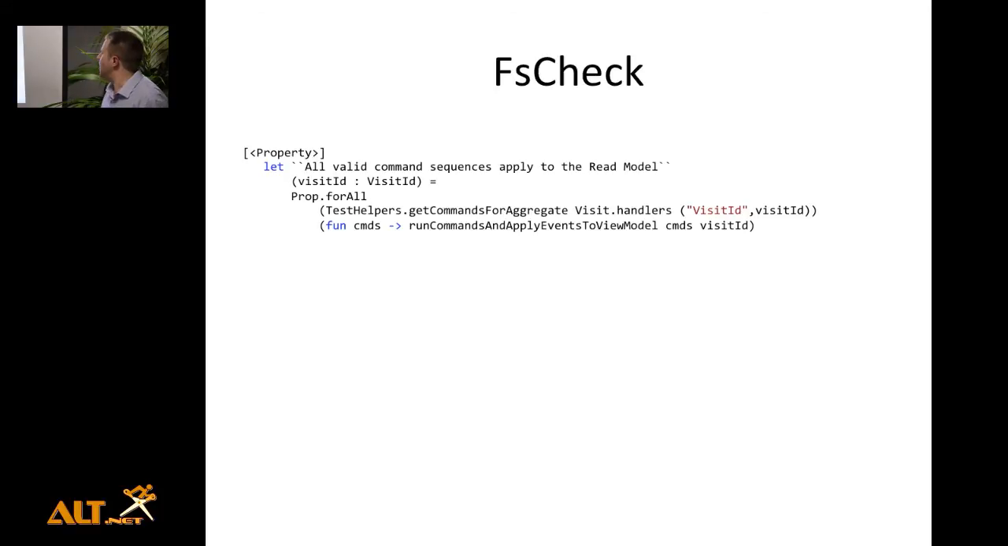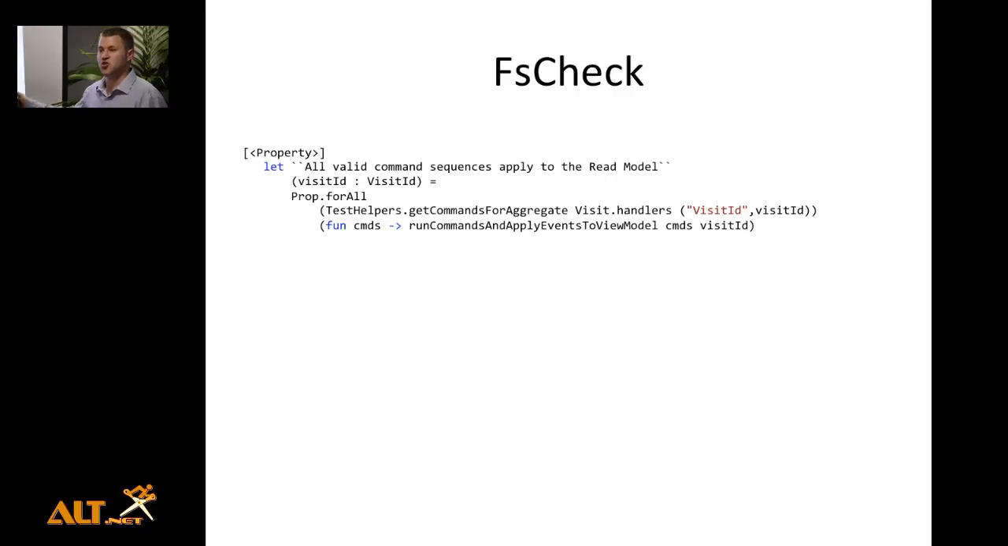Where we're starting to apply it is in our library, we've written test generators that can look at an aggregate and generate random commands to fire at that aggregate. So what this test here is doing is it is looking at the visit aggregate and it's saying, generate me a whole bunch of commands, fire them at the handlers, write those events to our test event store, and then run those events against the view model.